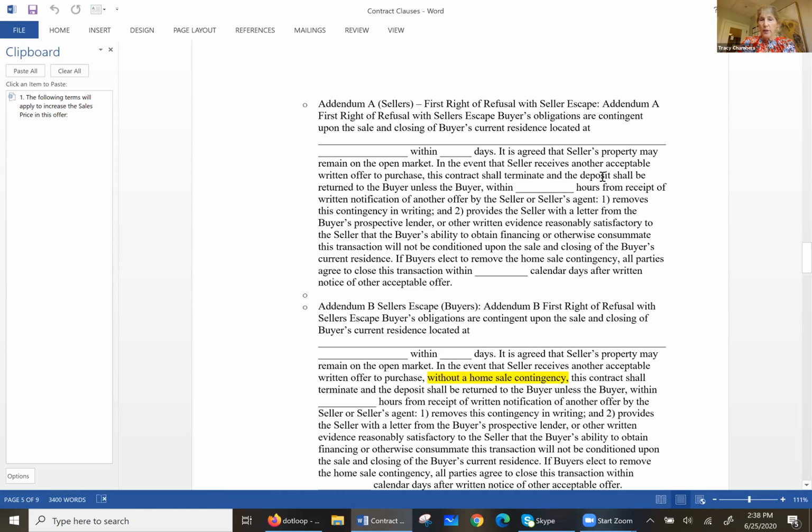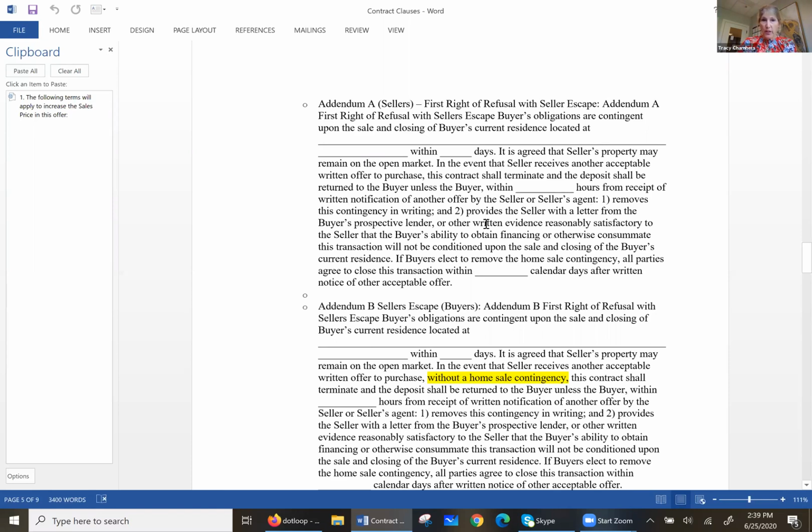In the event the seller receives another acceptable written, that's not verbal, written offer to purchase, this contract shall terminate and the deposit shall be returned to the buyer unless the buyer, I always like to see 24 hours here. They can make up their minds in 24 hours. It doesn't need to be 48 or 72. From receipt of written notification of another offer by the seller to the seller's agent. So they have the house on the market, and they have 24 hours to say, Mr. Buyer, you can do the following things.